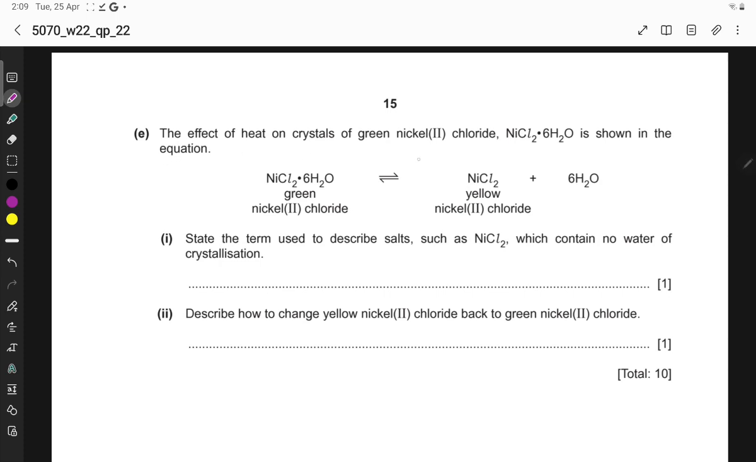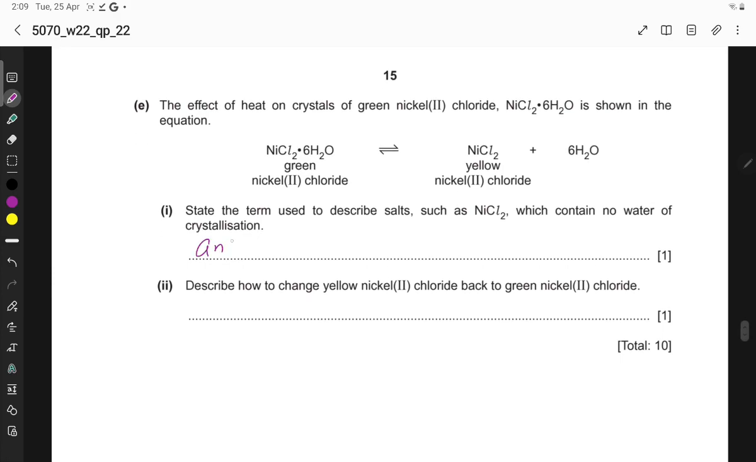The effect of heat on crystals of green nickel chloride is shown in the equation. State the term used to describe salts such as NiCl2 that contain no water of crystallization. That is anhydrous salt. Anhydrous. And describe how to change yellow nickel chloride back to green nickel chloride. When we add water, it will become green. So add water.